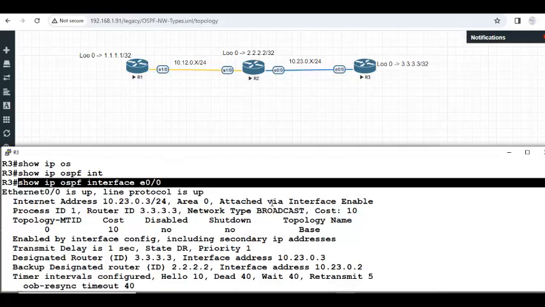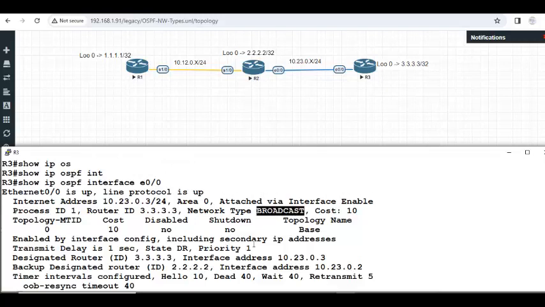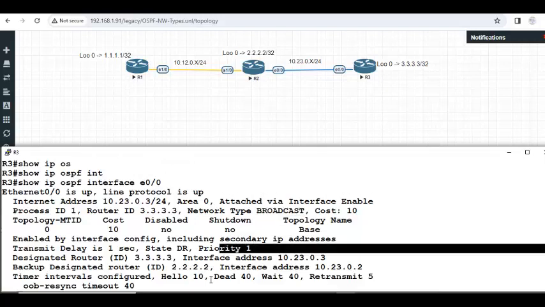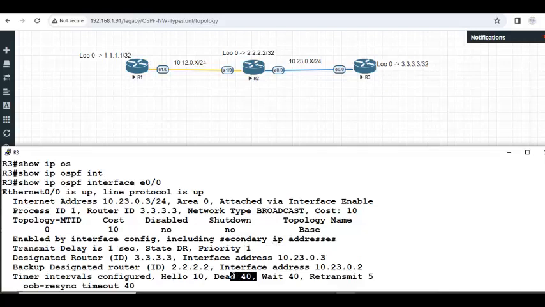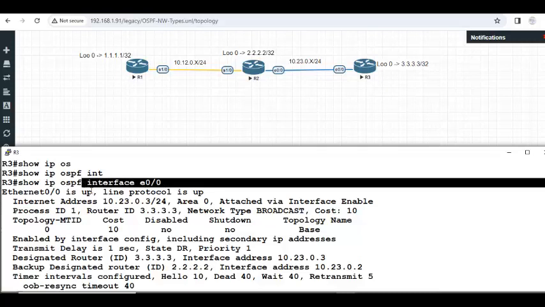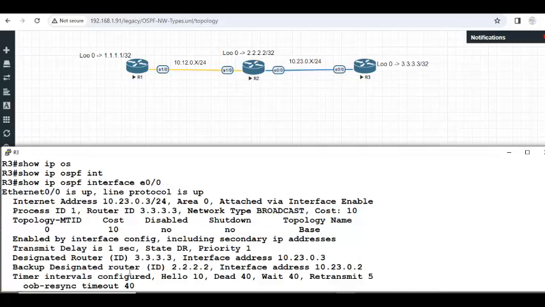The priority is 1 and the timer is 10 and 40. And it says the router with 3.3.3.3 is the designated router and the backup designated router is the router with 2.2.2.2. I said it is per port. You see, per interface, per port. So the local device is the DR. Let us now go and check the same thing on R2.